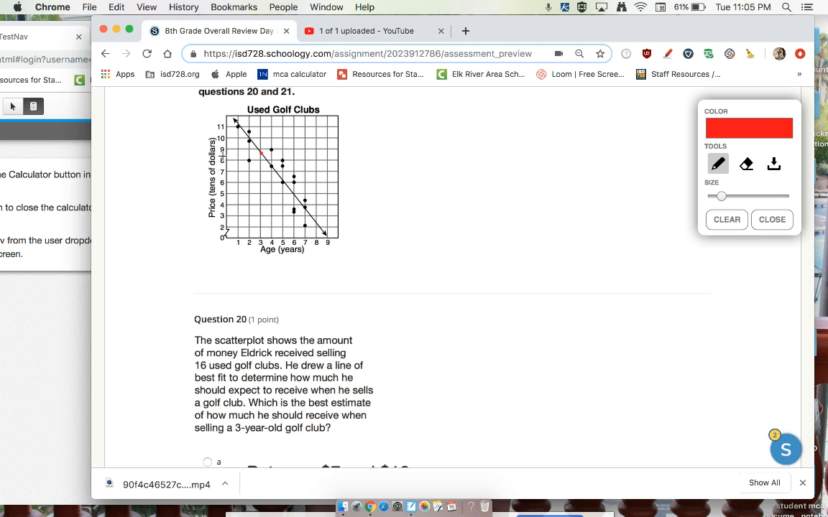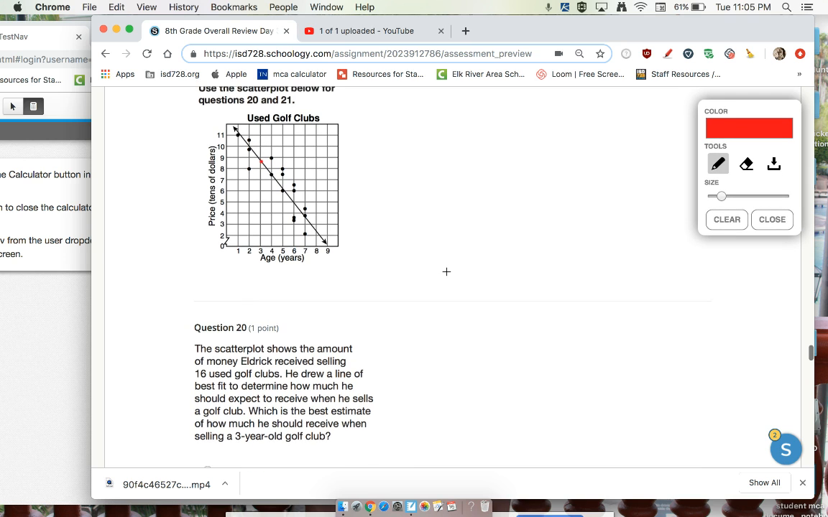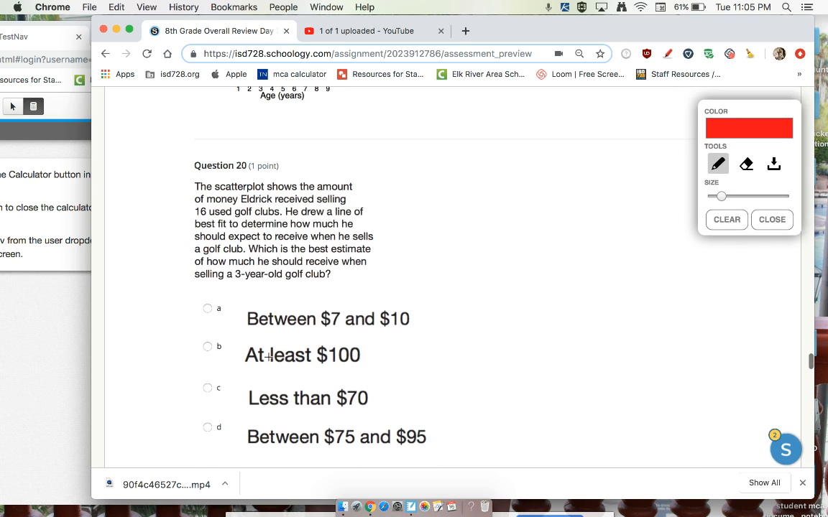It's right around here, and this is in tens of dollars, so between 80 and 90. I'm just going to find the best match. Between $7 and $10, no. At least 100 would mean he got more than 100, no. Less than $70, no, because I got between 80 and 90. Between 75 and 95, that's the best match.